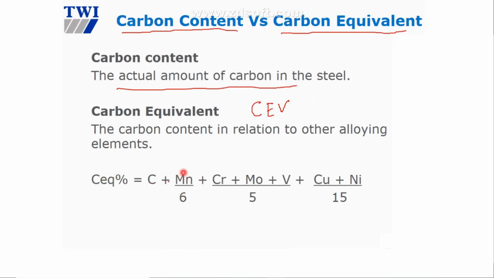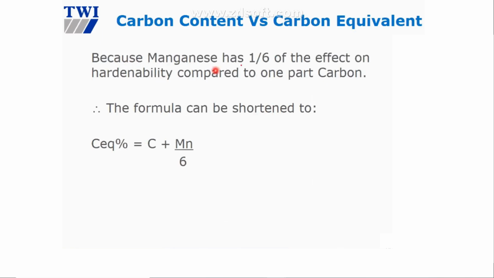So carbon plus manganese divided by 6, chromium, molybdenum, vanadium divided by 5, and copper and nickel divided by 15. So why manganese divided by 6? Why another element divided by 5? Why another element divided by 15? The reason is that manganese has 1/6 the hardenability effect compared to 1 part of carbon. If we have 1 carbon, then manganese gives a hardness property of only 1/6 compared to carbon. It's lower than carbon in terms of hardness, but it still gives hardness effects.